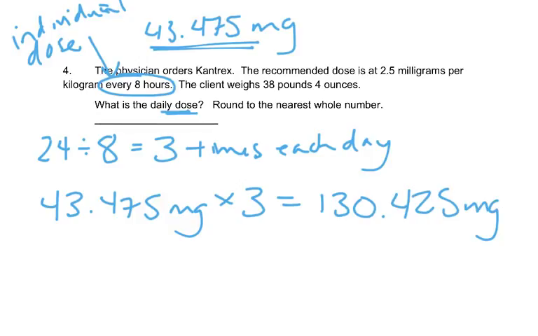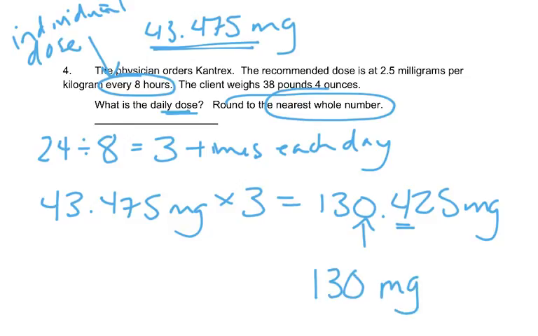130.425 milligrams each day. Now here it says round to the nearest whole number. So we see the number after the decimal is 4, which is lower than a 5. So it means that this stays the same, we don't change it. So rounded to the nearest whole number is 130 milligrams each day.